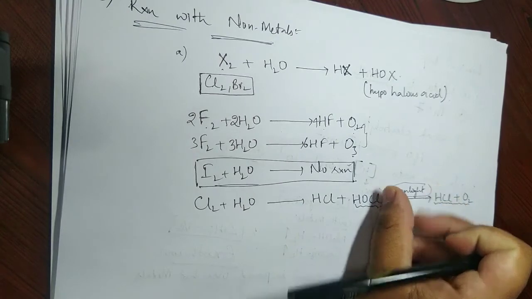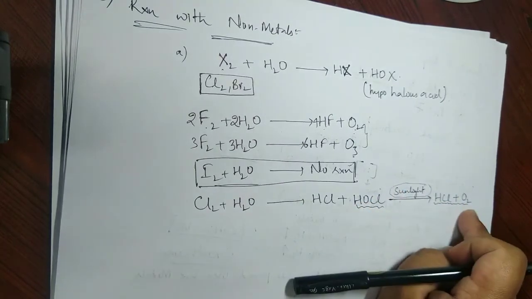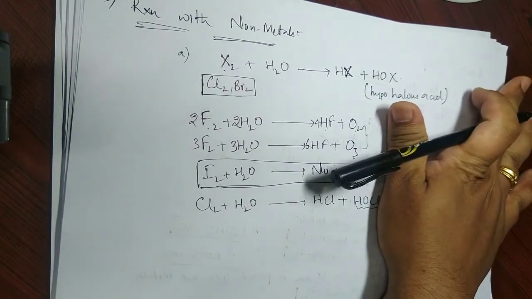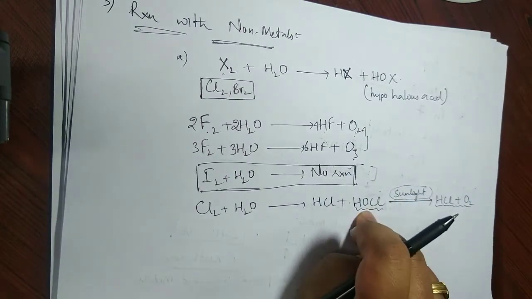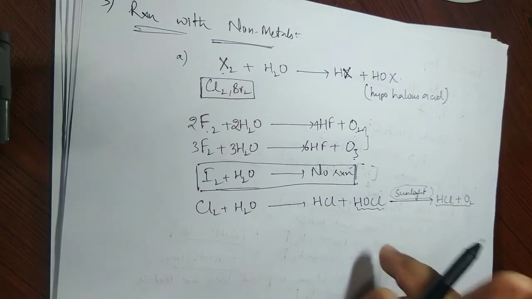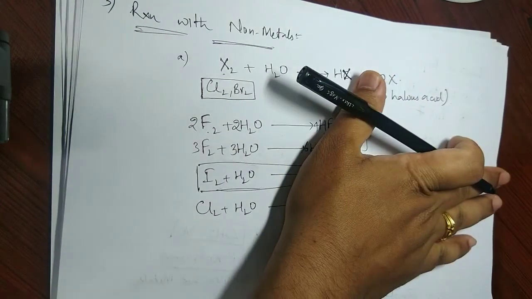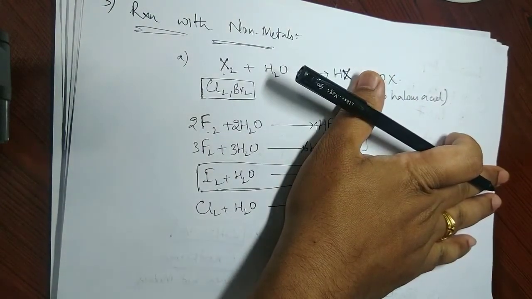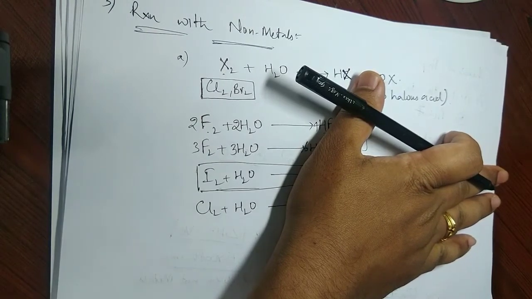should go all the way to what? HCl plus O2. If sunlight is not there, what do you have to mention? HCl plus HOCl, that is hypochlorous acid. Okay, one more time. Chlorine on reaction with water, if asked generally like this, then you should write the products as this.